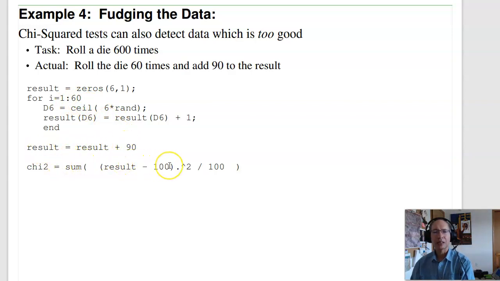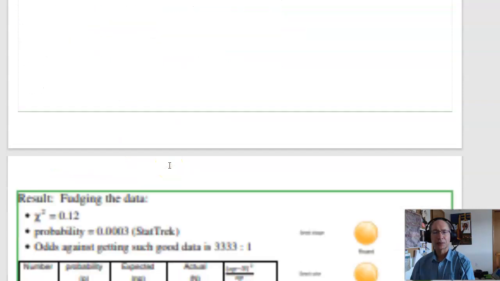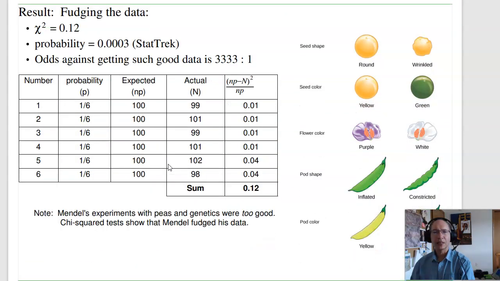Now calculate the chi-squared score. Well, when I do that, here's what I get. Here's my actual result. The chi-squared score is 0.12. From Stattrack, that corresponds to a probability of 0.0003, or 3,000 to 1 odds against. It's possible that I could get data that good, but it's really unlikely. It's 3,000 to 1 odds against.